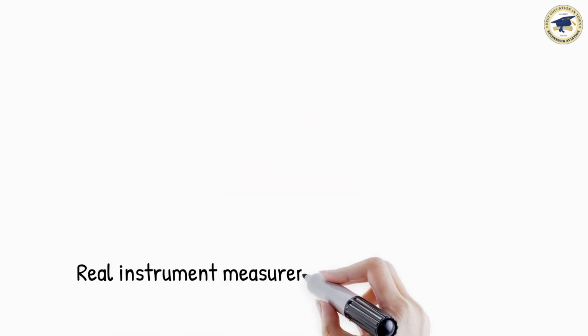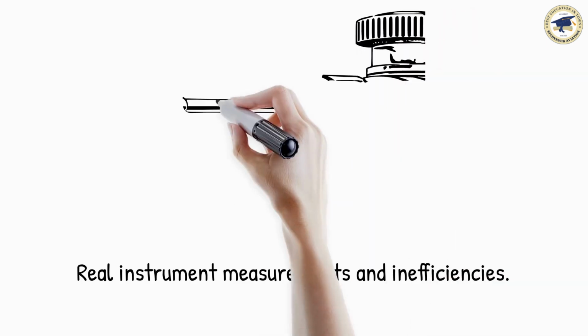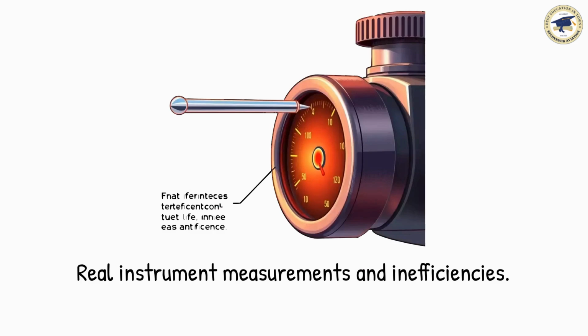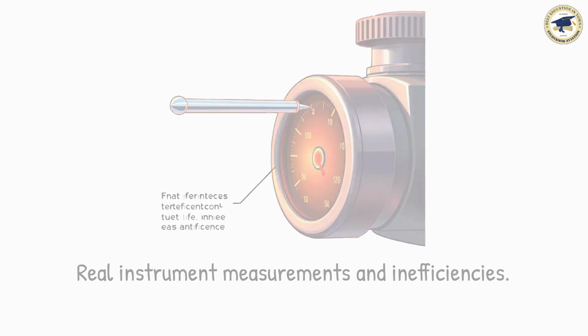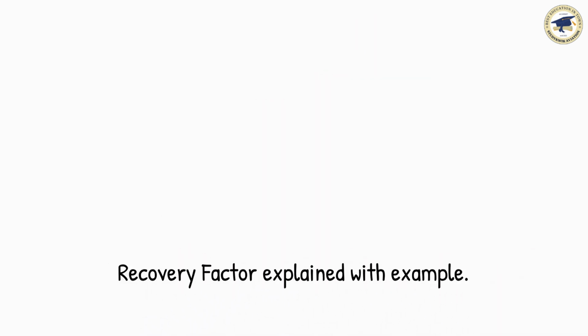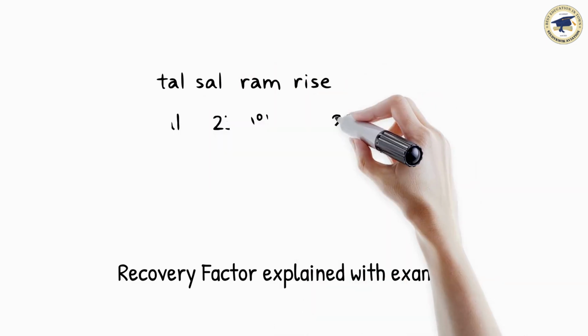However, real instruments always have inefficiencies. The actual rise measured equals measured ram rise. The actual temperature seen equals ram air temperature, RAT. The ratio of measured ram rise to total ram rise is called the recovery factor, KR.